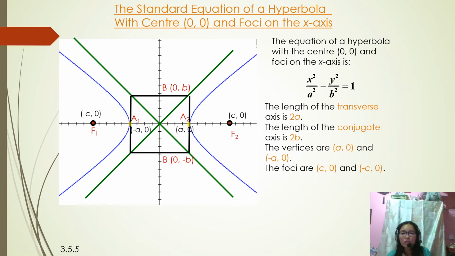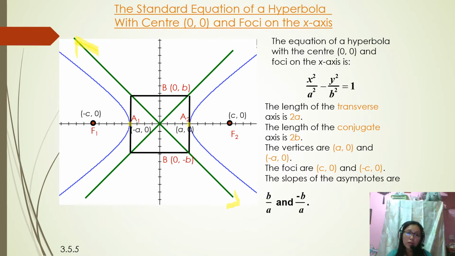Alright? So we have the coordinates of the foci and the slopes of the asymptotes. Slopes, meaning how steep your line is. So you have b over a and you also have negative b over a. Ma'am, are they the same? Yes, they have the same slope magnitude because, as you can see, they follow the same path. But one is negative because of the second line. This graph is going downwards, and this one is going upward from left to right.